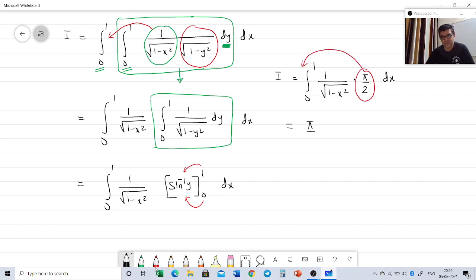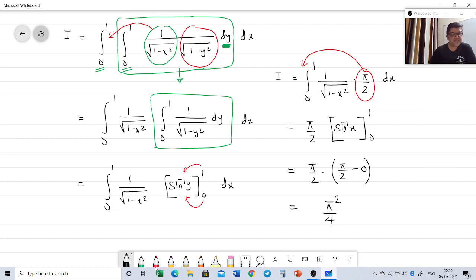So it goes outside. And what is integral 1 by under root of 1 minus x square? That is sine inverse of x, right? Between the limit 0 to 1. So here also let us substitute the upper limit and lower limit. So it is going to give me sine inverse 1, which is pi by 2. Put the lower limit, sine inverse 0, which is 0. So the final answer is going to be pi square by 4.